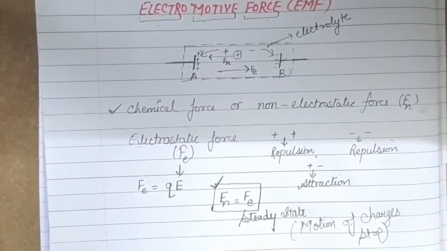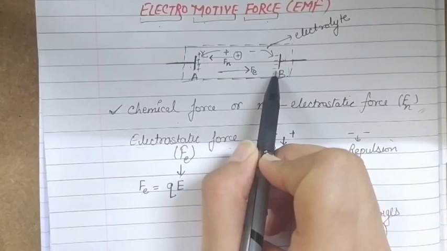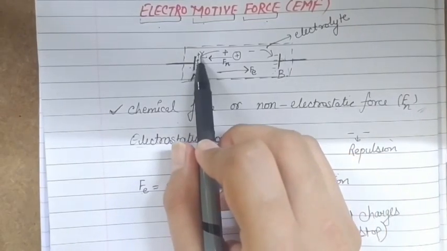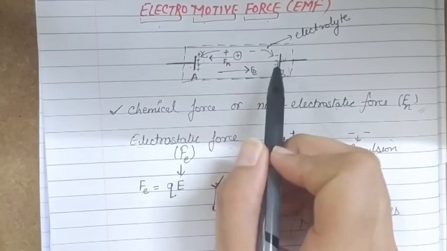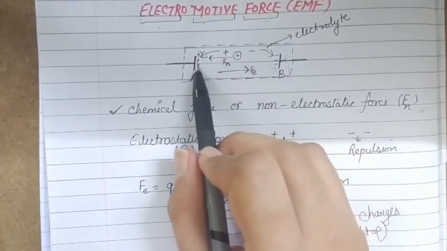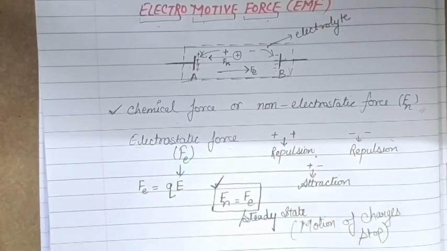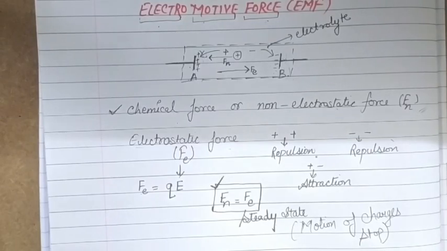Now comes the electromotive force. After achieving this situation, if now we want to move a positive charge from the negative terminal of the battery to the positive terminal of the battery. Now if we want to move a unit positive charge or Q charge from the negative to the positive terminal of the battery, then some work is needed. Now this work done per unit charge is called EMF.